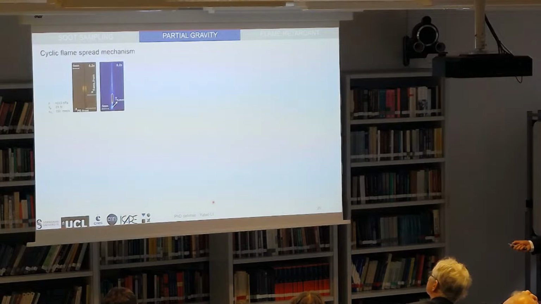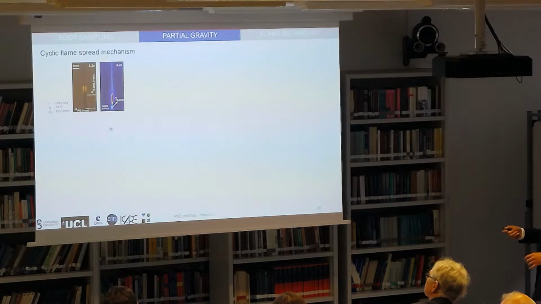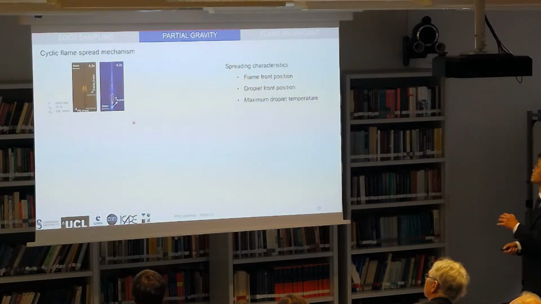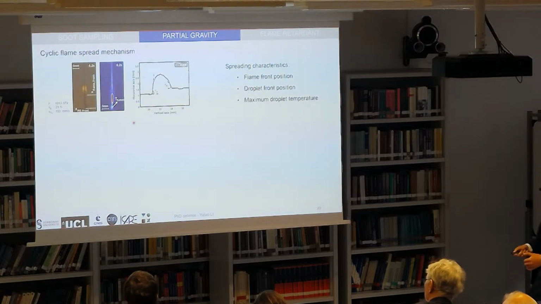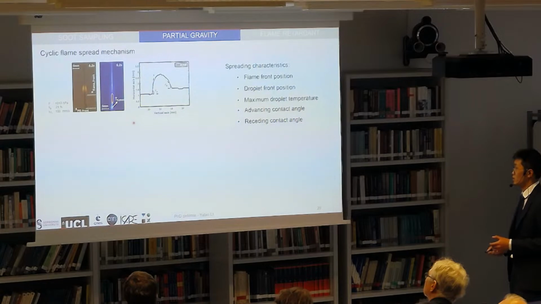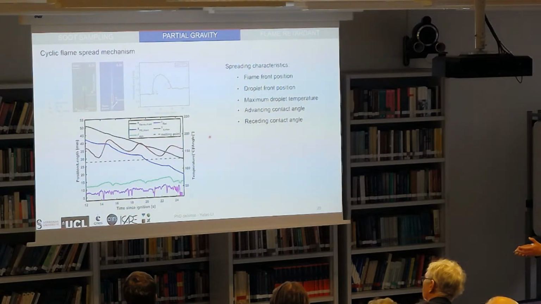And now, if we want to study this specific cyclic flame spread, we try to define the different spreading characteristics with the backlighted and infrared images here, checking the flame front position, droplet front position, and also the droplet temperature. And also from the shape of the droplet, we can extract the contact angle information. And if we plot all these characteristics as a function of time, we can have this kind of figure. On the left axis, it shows the characteristics about the position, and on the right axis, it shows the characteristics about the temperature and the angle.